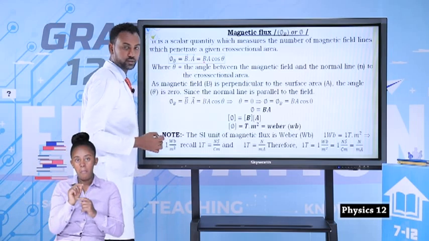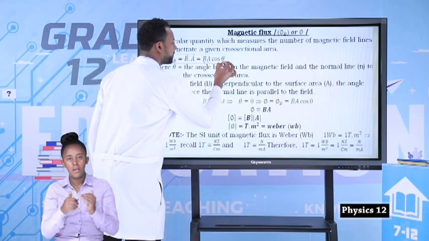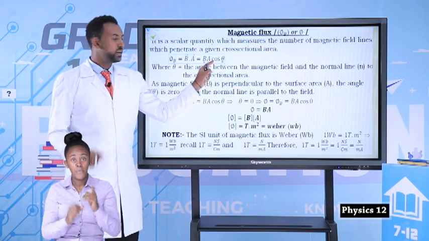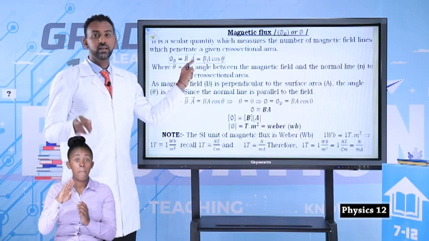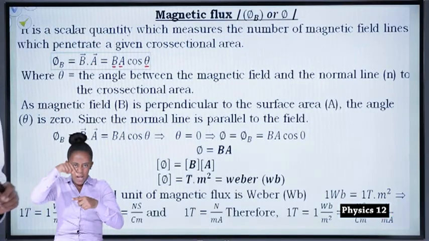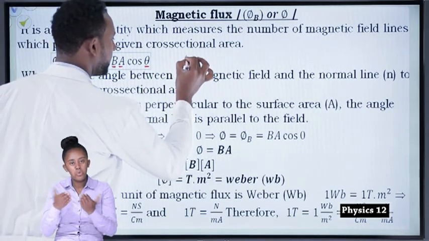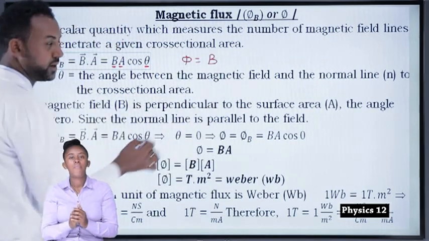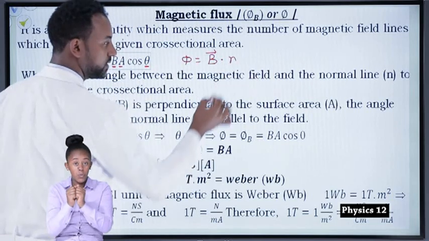B, which is the magnetic field, A, the cross-sectional area, cosine of theta, where theta is the angle between the magnetic field and not the area, rather the normal line, the perpendicular line to the area. And sometimes some books represent this flux phi as the magnetic field B dotted with N, the normal line.